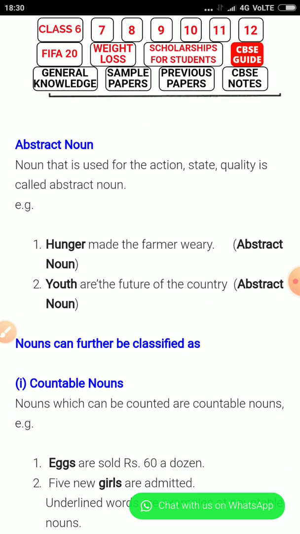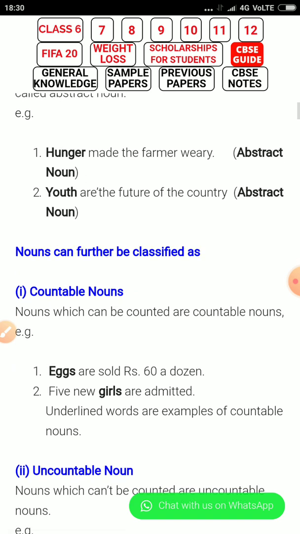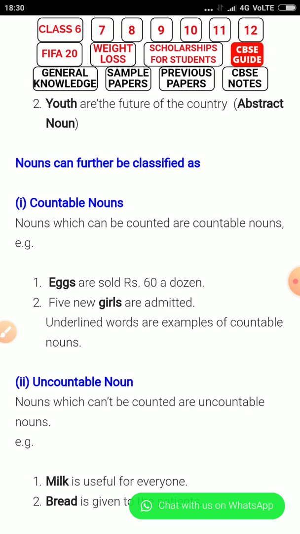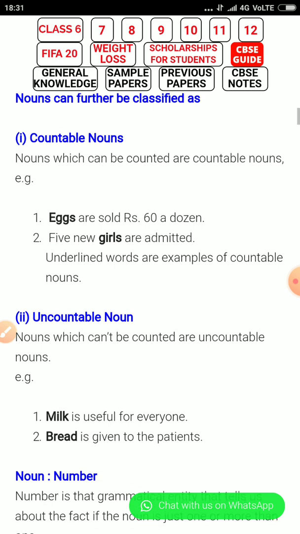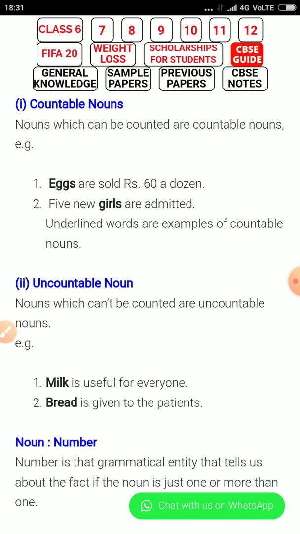Nouns can further be classified as countable nouns and uncountable nouns. Nouns which can be counted are countable nouns. See, eggs are sold at rupees 60 a dozen. Five new girls are admitted. Girls are countable nouns. Nouns which cannot be counted are uncountable nouns. Milk is useful for everyone. Milk we cannot count; we can only weigh. Bread is given to the patients.